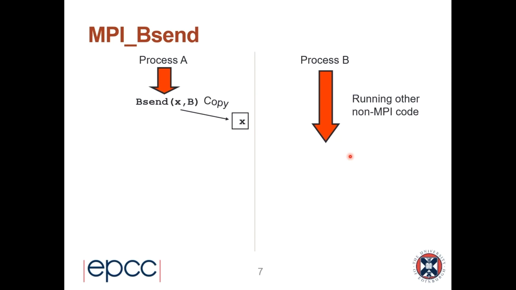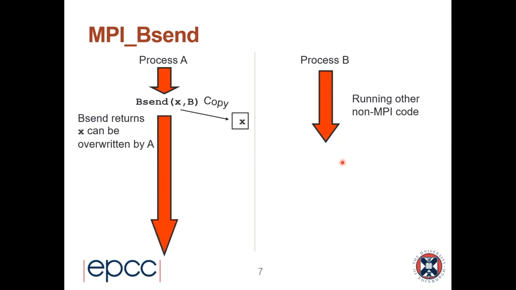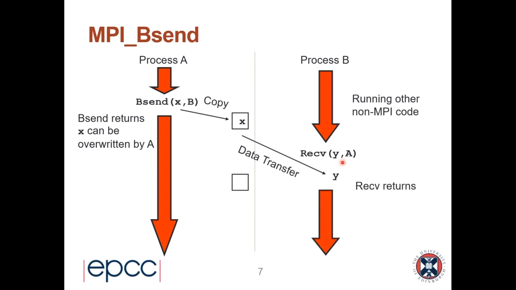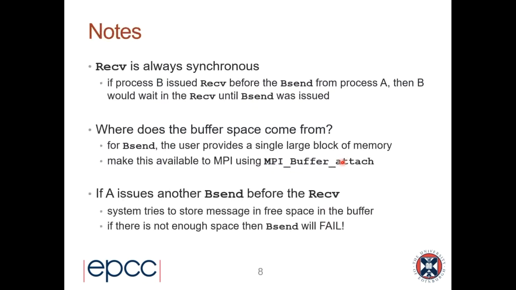Process B might be having a bad day, might be being slow, okay? So the problem is, it can be quite difficult to actually bound the amount of data you want to give. And so although you would like messages to be buffered, to be asynchronous, it's quite hard. And the problem is, if A issues another B send before the receive, the system tries to store the message in the free space in the buffer. But if it runs out, then B send will fail.